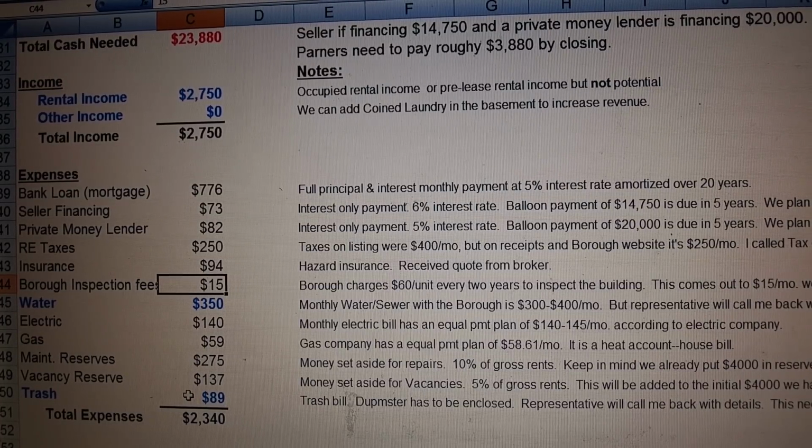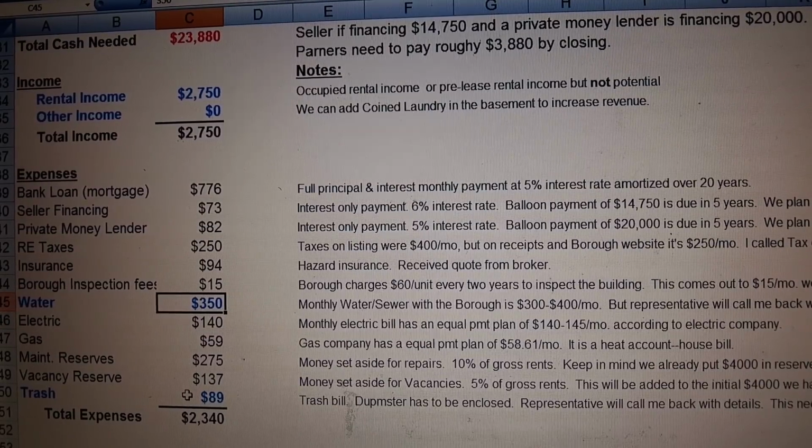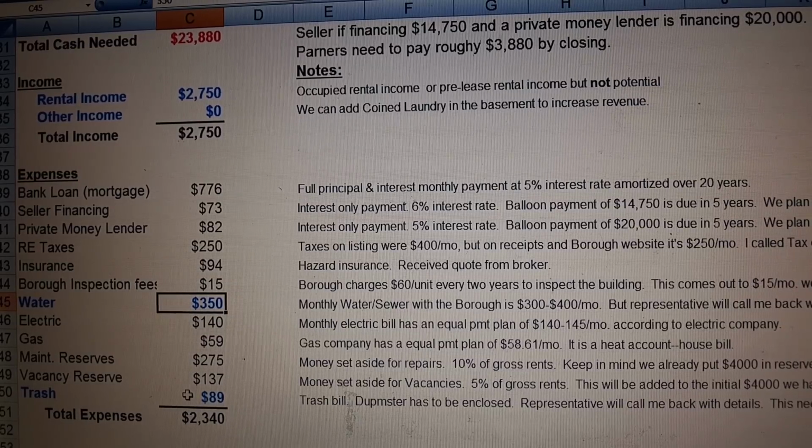And the inspector will inspect the property, every unit, every 2 years. So that means we have to save $15 a month to go towards that for the seller to make his inspections. The water bill is in blue. It's about $350 a month. It's higher than what was on the listing sheet, but I'm waiting to hear back from a representative to verify this amount. I couldn't get in touch with them, that's why it's in blue.